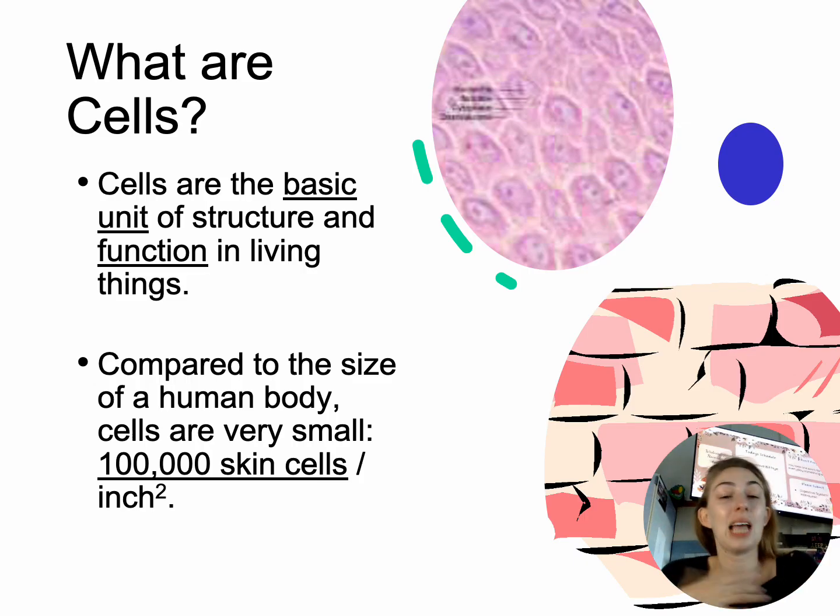Compared to the size of a human body, cells are very small. 100,000 skin cells make up 1 square inch. Okay, they're really, really tiny, minuscule, tiny little microscopic guys.